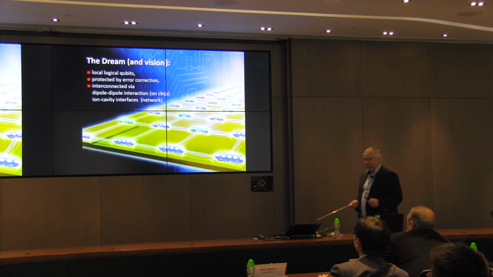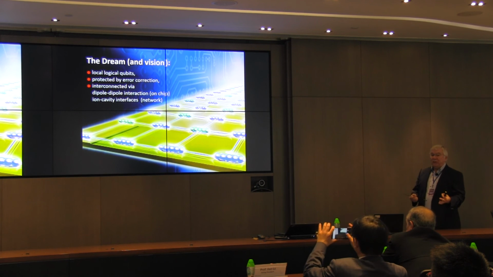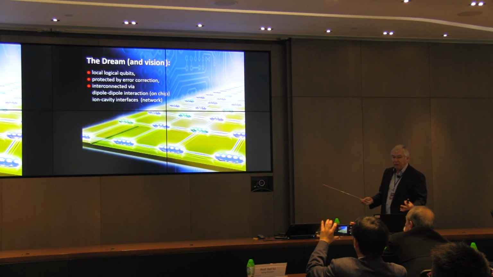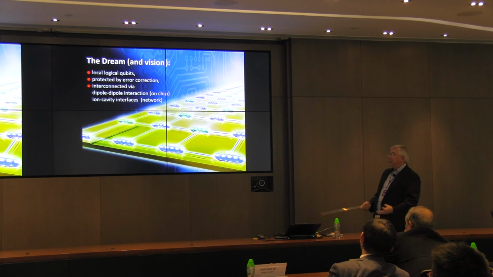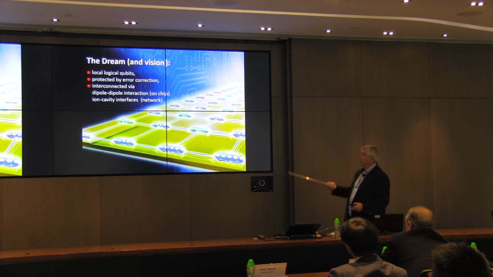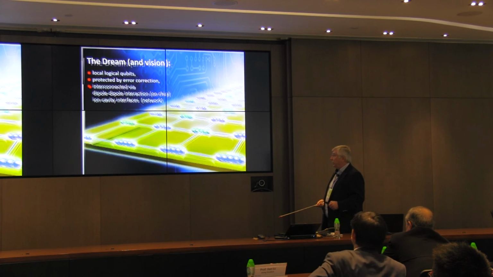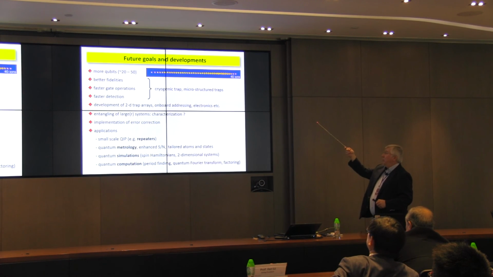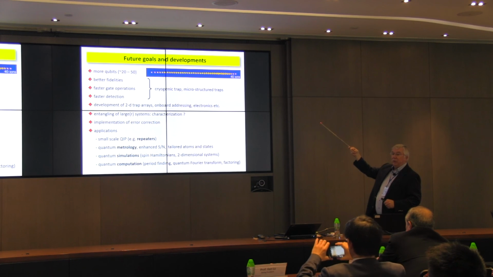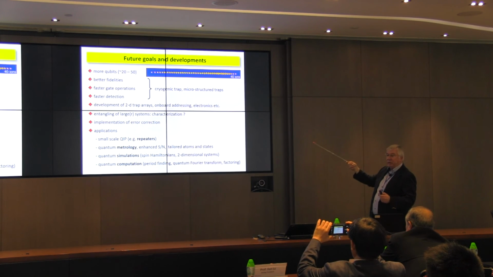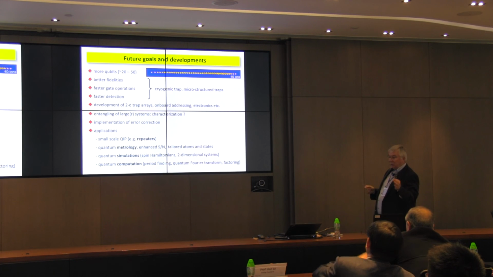My dream and the vision for that is that we get now locally encoded logical qubits, which really require more than one qubit to do it. And then we implement error correction to protect the system. And of course, then we just extend this by dipole-dipole interaction, maybe on a chip, or ion-cavity interfaces in a network. Which really means we can go later on to strings, as you've seen before. We actually have 50 ions and 70 ions in the system. We can control right now up to about 20 in a full-blown way. We can control up to 50 for analog quantum simulation, but we cannot control the 50 yet in a universal way.